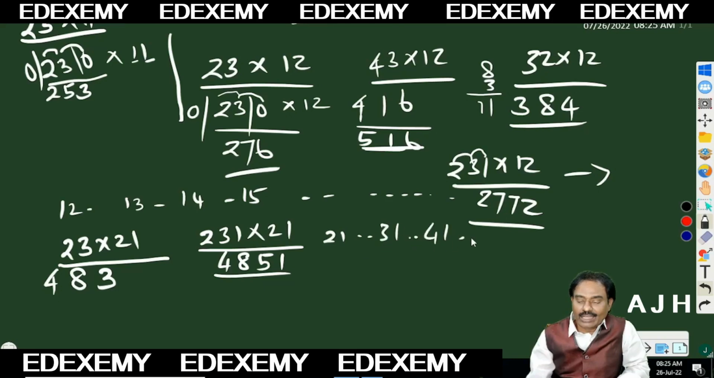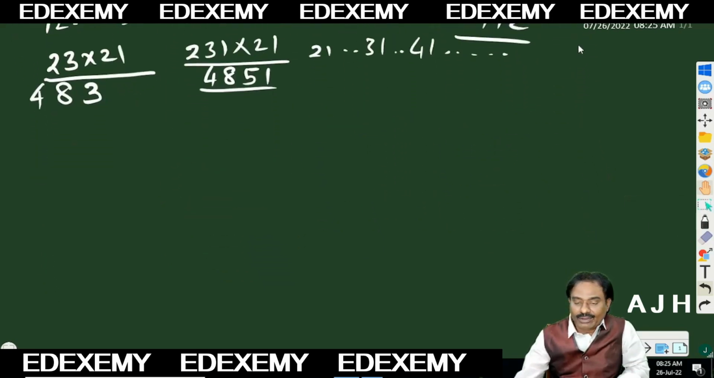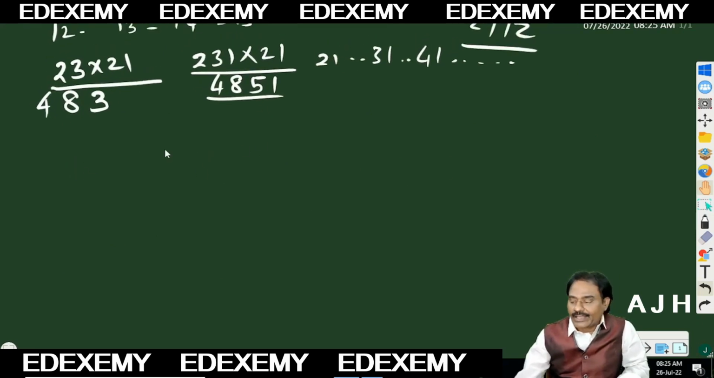Now you can find out what is the trick for finding the value of 21, 31, 41 up to 91. Okay, now we will extend this and try to generalize for any number multiply by any number. For this we will go up to one more level, then finally we will find out the final trick, Vedic math trick.